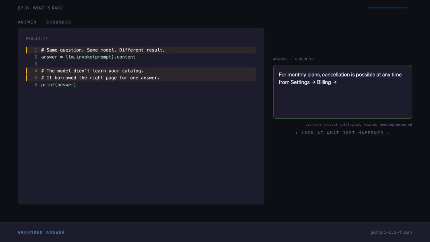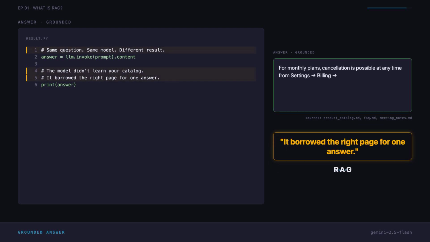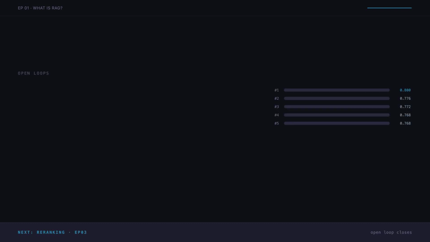Look at what just happened. The model did not learn your catalog. It borrowed the right page for one answer. That is RAG. Retrieve, augment, generate, and the model only ever sees 3 pages at a time. This is naive RAG. For this question, it works, but you have not built it yet.